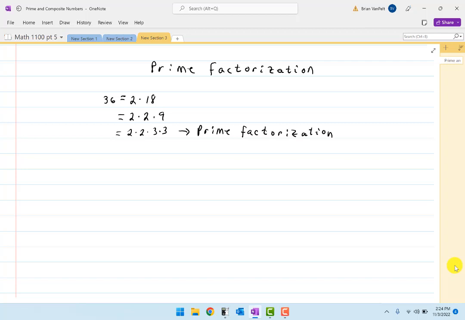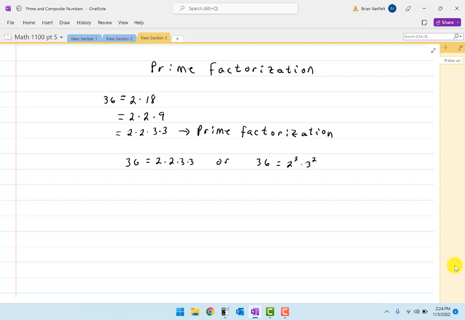That means you break the number down into its prime components. Another way of writing this, so there's one way. We have 36 equals 2 times 2 times 3 times 3. Or you can also do this, 36 equals 2 to the second times 3 to the second. Either way, it's showing all the primes that are involved in the composition of 36.